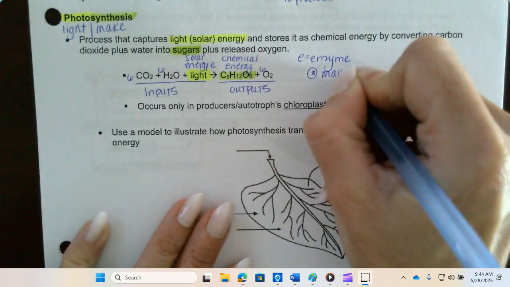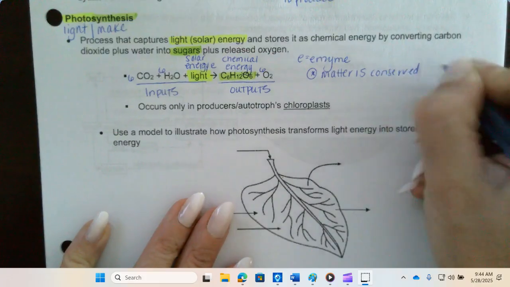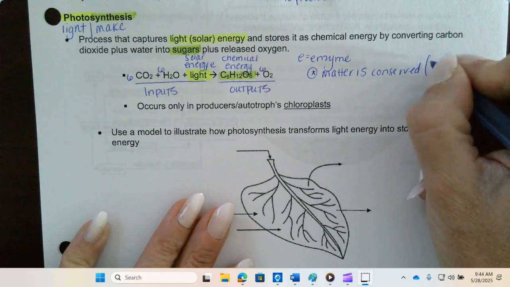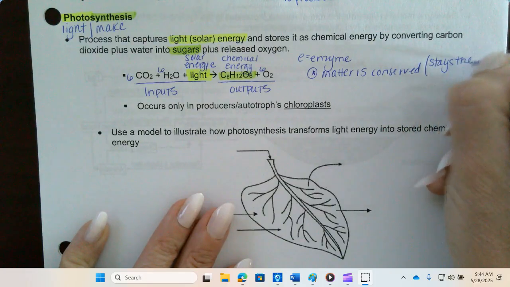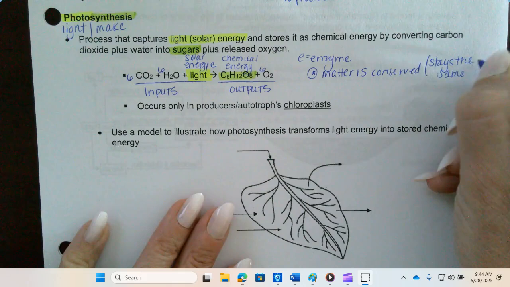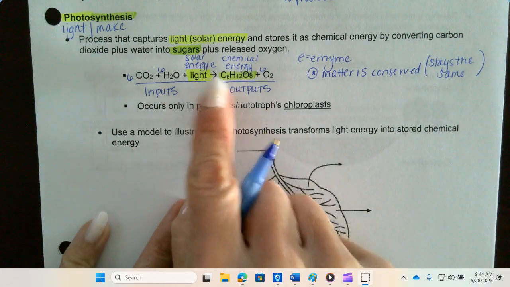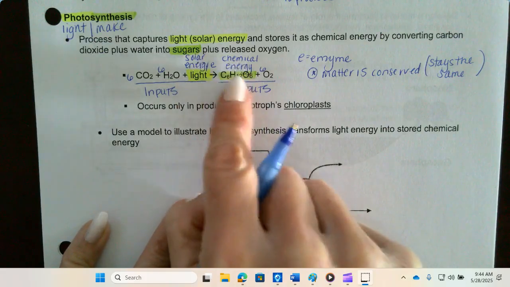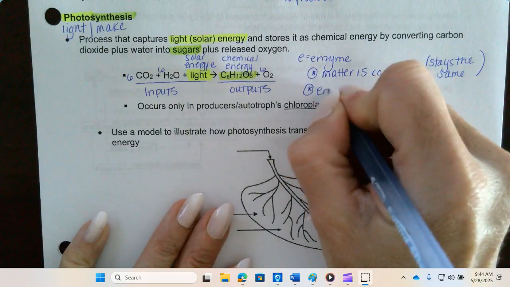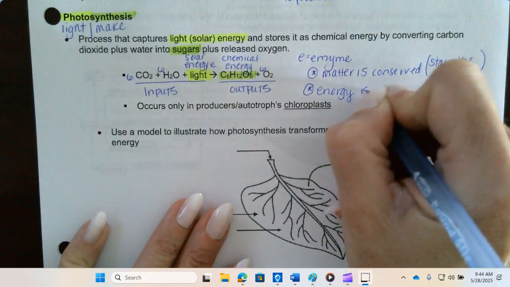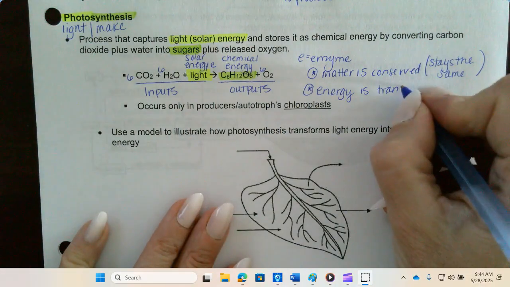Matter is conserved. And when we're saying conserved, at this point, we're saying that it stays the same. The numbers are constant. We're maintaining them. The energy here goes from solar energy to chemical energy. We're going to say the energy is transformed. It has changed. It has changed forms.